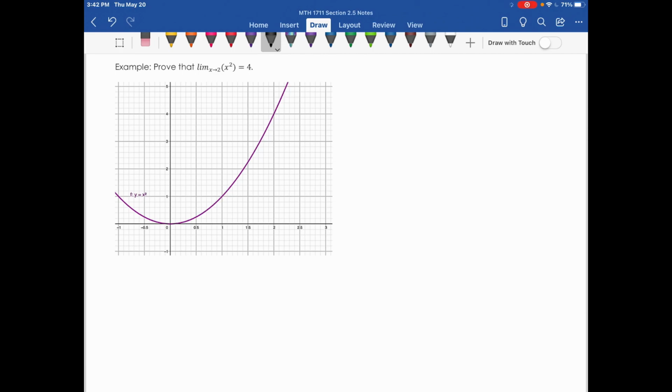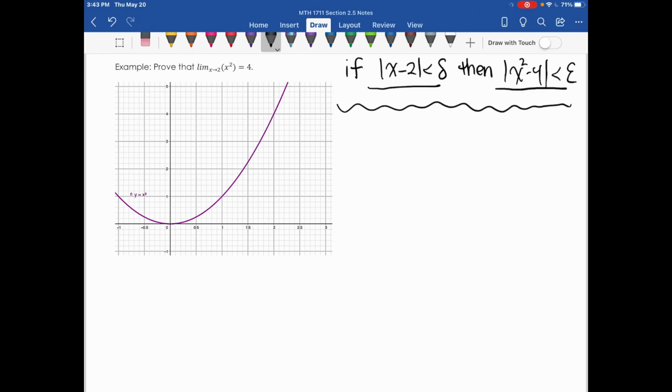We are going to prove that the limit as x approaches 2 of x squared is equal to 4. What we're trying to show is that if the absolute value of x minus 2 is less than delta, then the absolute value of x squared minus 4 has to be less than epsilon. That's what we're trying to show. If this happens, then this happens. So let's do some scratch work here.